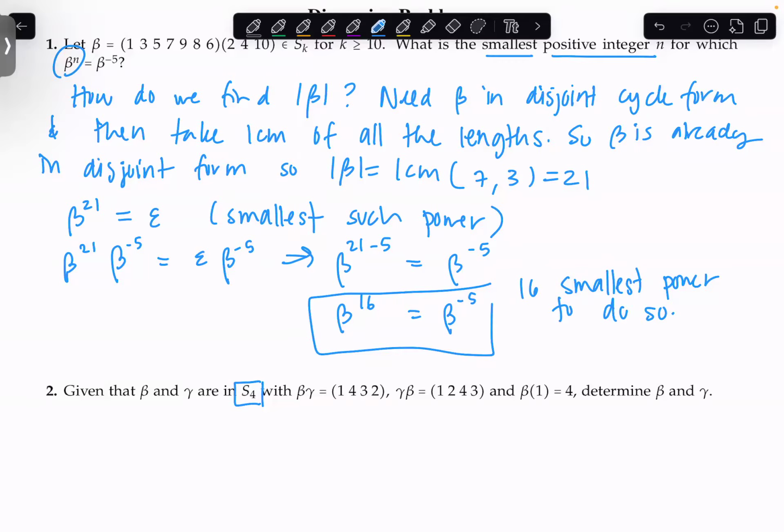So the first thing we'll notice is that these are different. So my beta and my gamma can't be disjoint from each other, because if they were disjoint, then they'd be commutative, and you get the same exact result, regardless of what order you multiply them or compose them. So the first piece of information I know is that these are not disjoint from each other. So beta and gamma are not disjoint. If I write them both in disjoint form, they're going to have a number in common, since they don't commute.